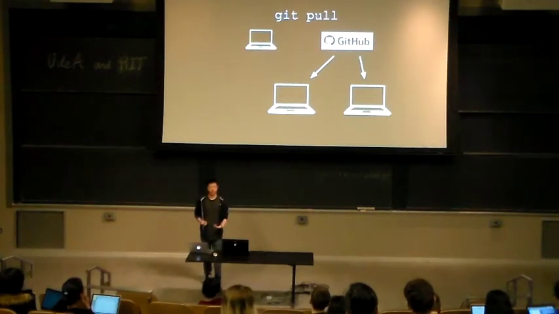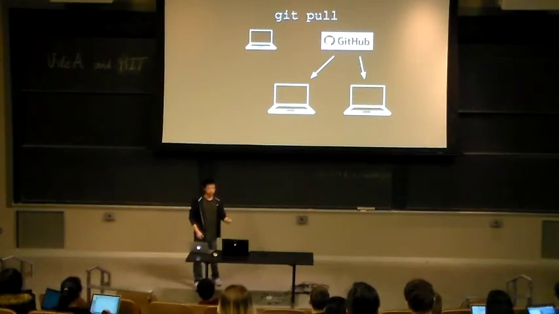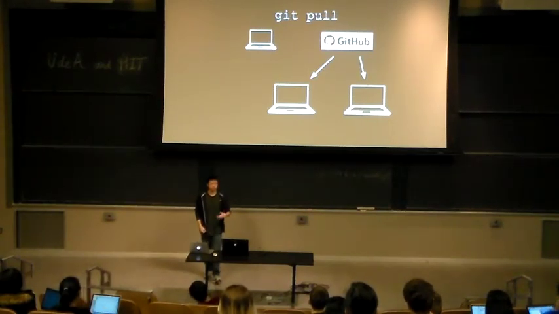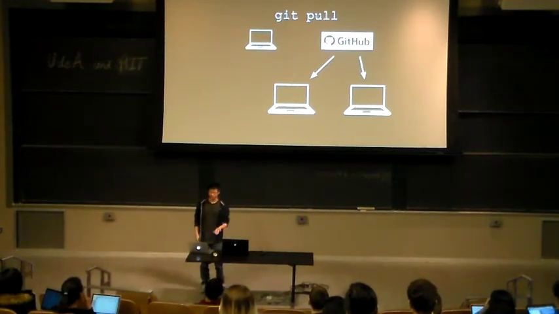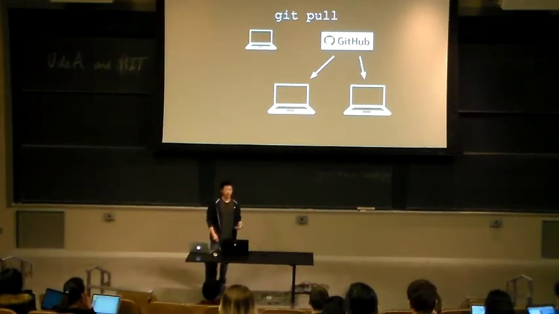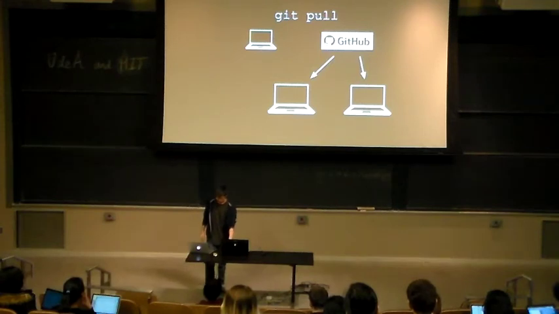Now that you made this change, you want your teammates to be up to date with you. So what you do is you run git pull. This takes the changes that you just made on GitHub and puts them on your local computer, or the computers of all your friends, I guess. Git does its best to automatically merge in the changes that you just made with someone else's code.